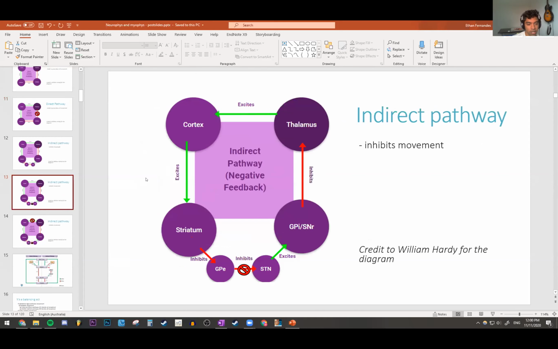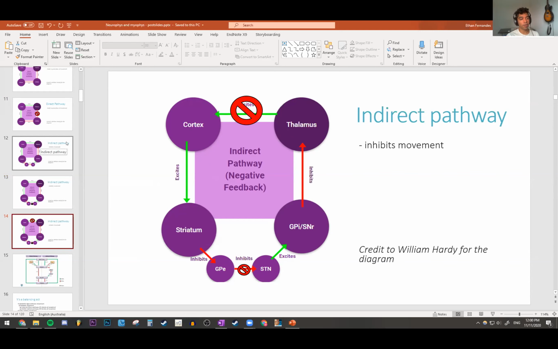The indirect pathway inhibits movement. So you get excitation of the striatum, which inhibits the globus pallidus externa. And then since the GPe can't inhibit the subthalamic nucleus, the subthalamic nucleus excites these two, which inhibits this, which can't excite the cortex. So it leads to inhibition of movement.